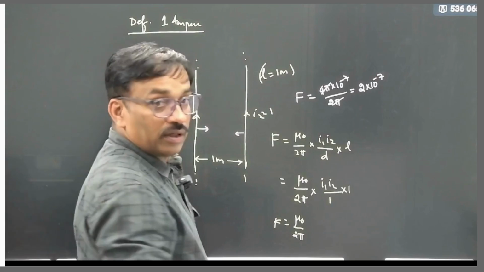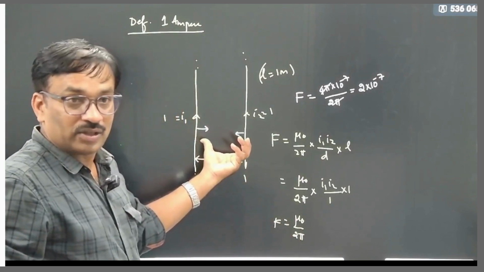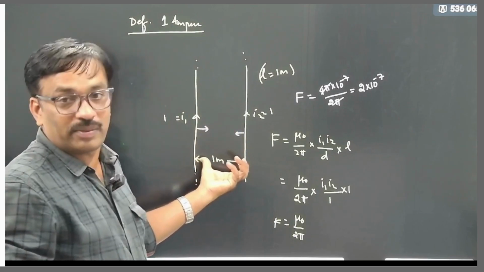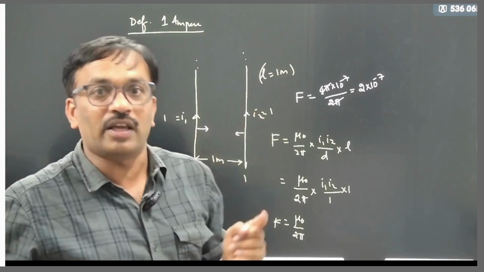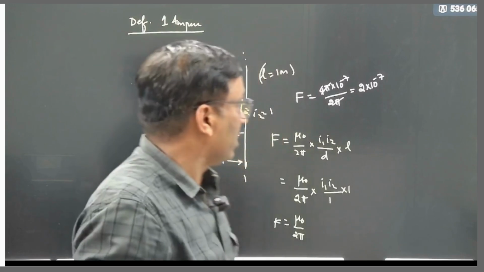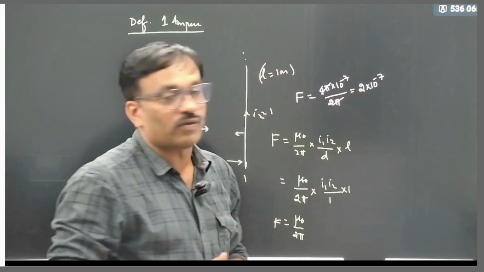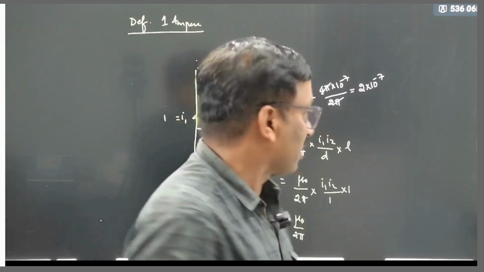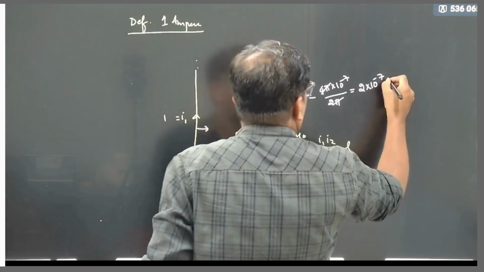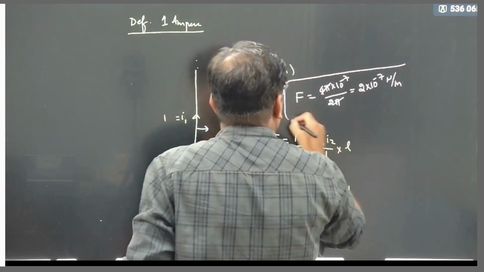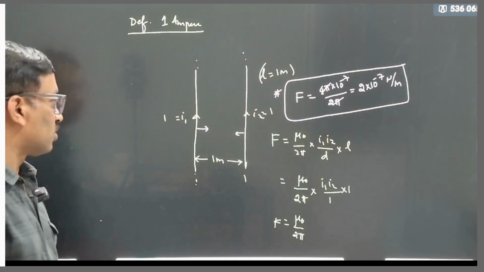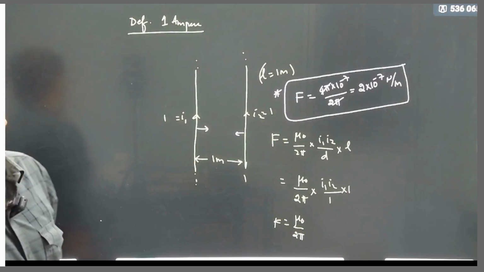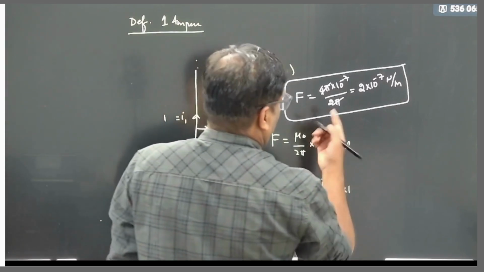So if current carrying conductors are separated by a distance of 1 meter, the current through them is said to be 1 ampere if the force experienced between the wires is 2 into 10 to the power of minus 7 Newton per meter. That means this much force is experienced for 1 meter length of the wire. Clear? In this way the definition of 1 ampere was given, which is accepted everywhere. So be careful about this.